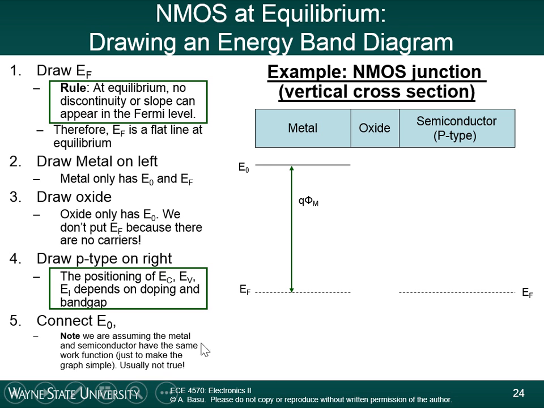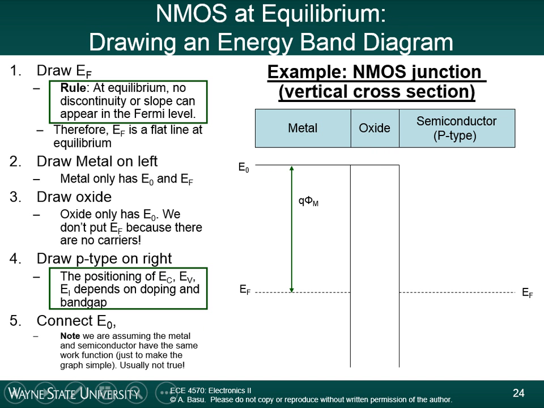So the next part is here we draw the oxide. The oxide only has E0. We don't put the Fermi level in there because there are no carriers in the oxide. So we can just draw the oxide as a diagram like this. The oxide does have a free electron level because if you blast even an insulator with enough light, you can cause electrons to be ejected from that material.